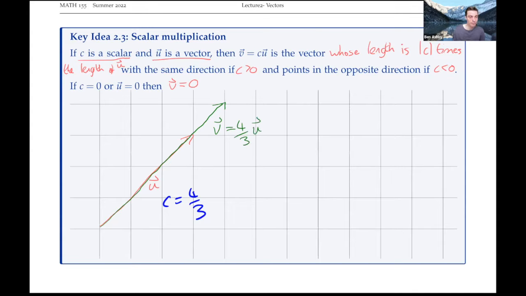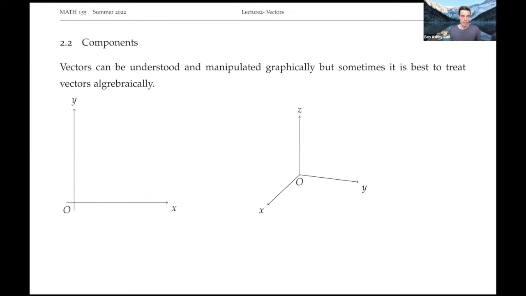So look like this. And if we had a case where, say, our vector u looked like this, and c was less than 0, suppose it was -1/2, then our new vector v is going to look like this. So v here is going to be -1/2 of u. So it's half the length and it's pointing in the opposite direction. So that's all hopefully fairly straightforward.